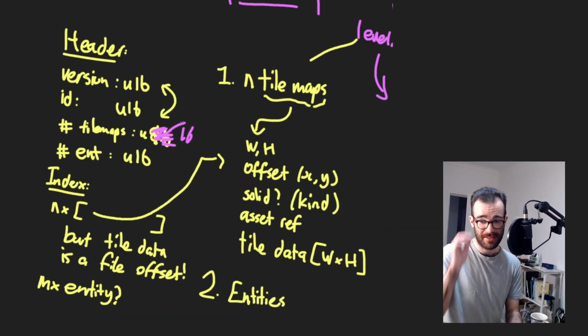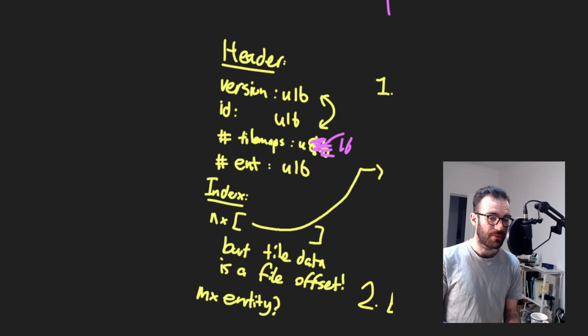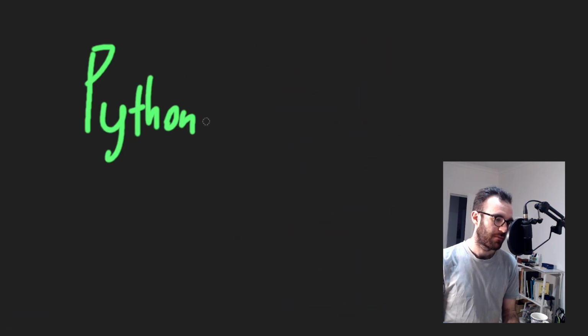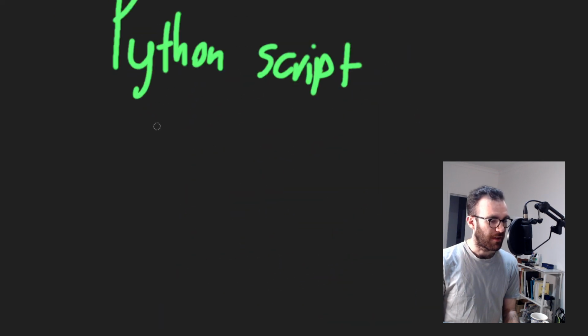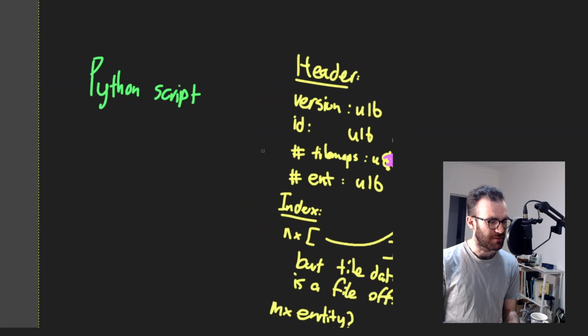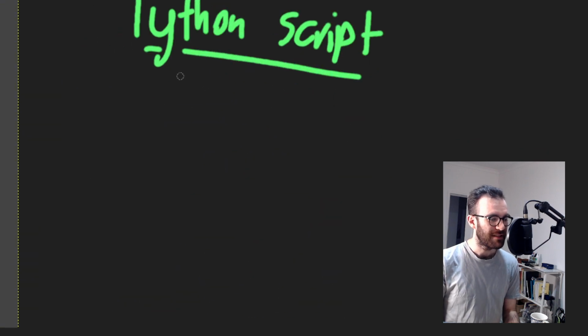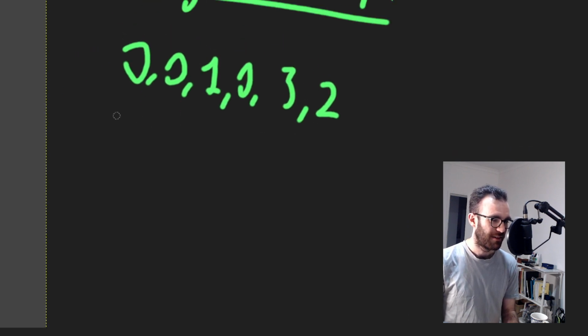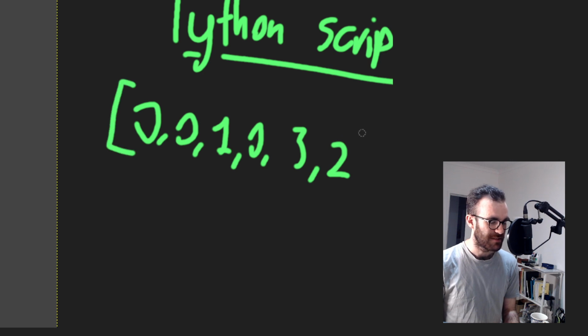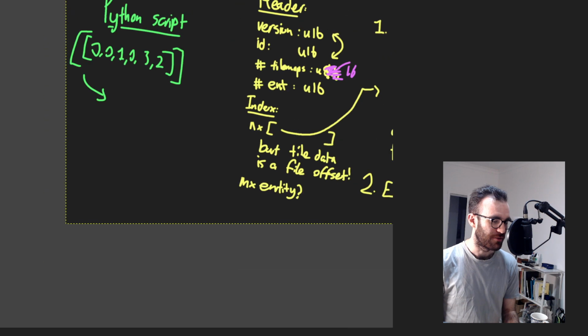We can do this. And then a good part of step 0 would be to have a Python script which could take, oh, actually, there's something else we're missing here. We'll work that out as we go. A Python script that could take a file that was like 0, 0, 1, 0, 3, 2, that was tile data, maybe a set of these, like a list of lists, and convert that into a dot level.